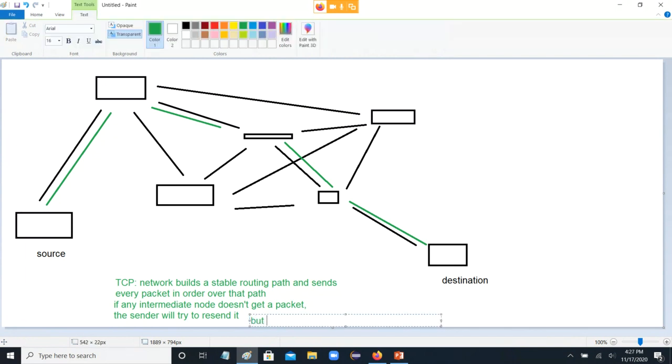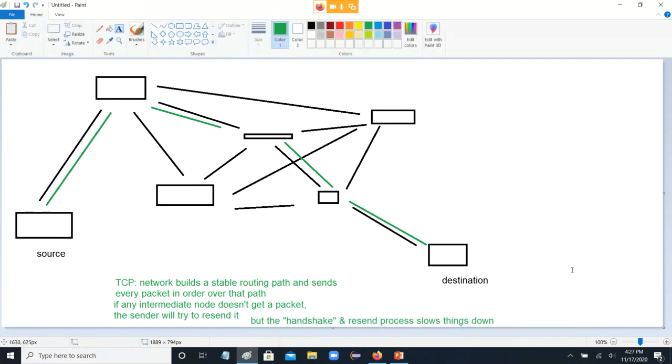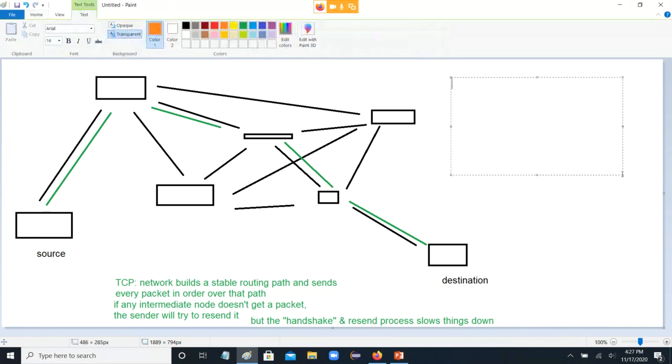But, okay, so let's add, the handshake and resending process slows things down. Okay? So if I'm waiting for that confirmation, that's going to take a little time. That's what's called the handshake. And if I have to resend it again, I have to wait for that timeout to happen before I send it again. And that makes things happen a little slower. UDP, on the other hand, let's use orange.